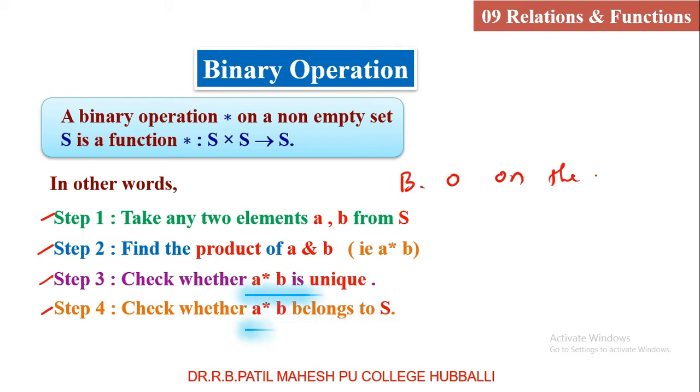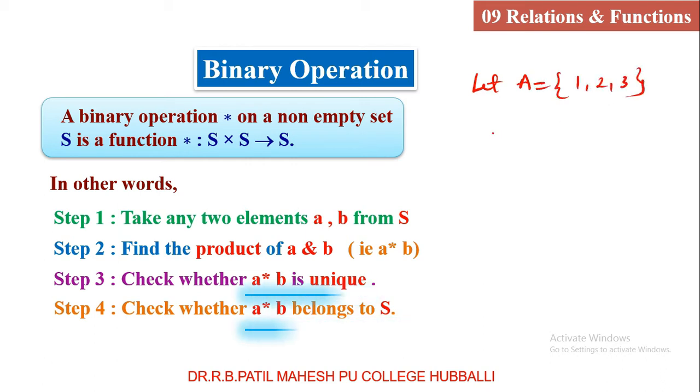Because we have taken the set S here. You can take any set. It depends on the question. Before going further, I will take one example to understand better. Let me take the set A as {1, 2, 3}. My operation star is plus here. Addition I am taking. Take two elements from the set. This is the first step. So 1, 2 belongs to the set A.